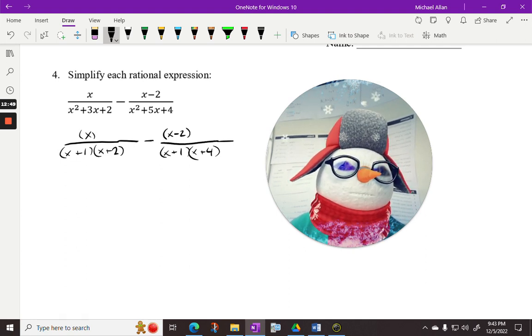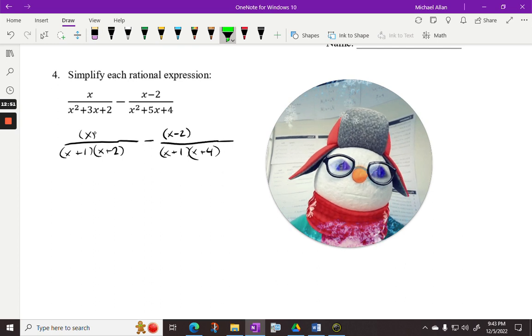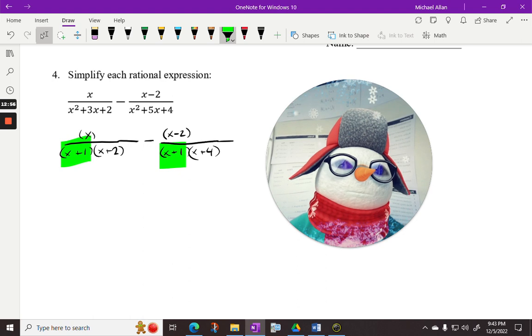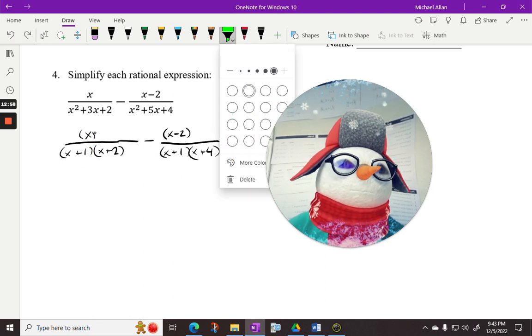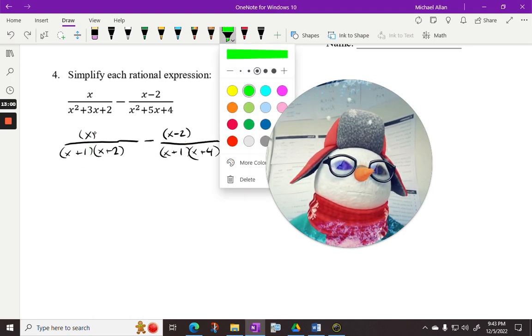Okay, so I'm looking at these right now, and they have a common denominator, or at least one common factor. So these two are in common. I don't know why that's so big. Let me just fix that. Someone's fiddling with my highlighter.